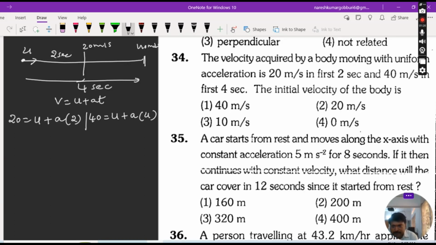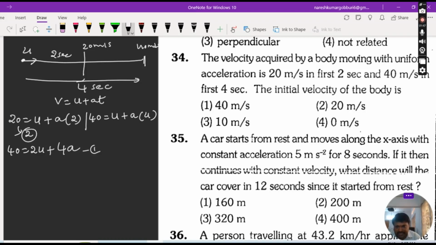Here u is unknown and a is unknown, so two unknowns are there. So subtract one unknown from the other. For this purpose, multiply 2 on both sides of this equation. So 20 into 2, that is 40. 2 into u, 2u, plus 2 into 2, that is 4a.